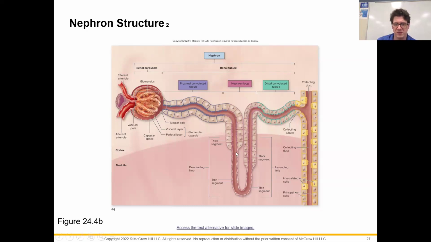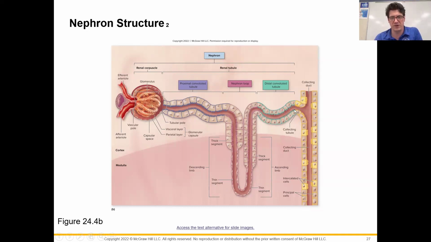Now, then we're going to get into the nephron loop. Now, the nephron loop is going to have thick segments and thin segments. Thick segments are going to contain these larger simple cuboidal cells. The thin segments are going to contain nothing but simple squamous cells. Okay, so very, very, very thin barrier. That way things can quickly diffuse across them should we need to. So this is one of the places we're going to regulate stuff like water. Is going to be down here in our nephron loop.